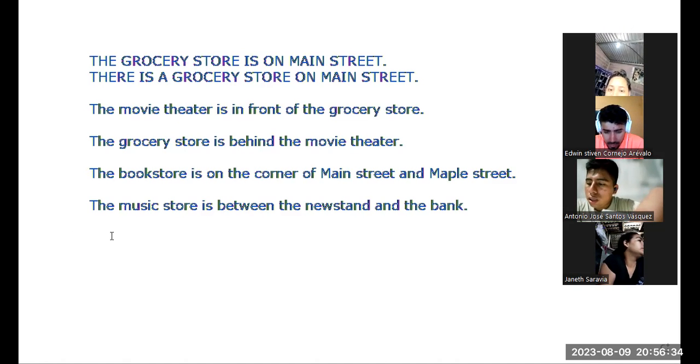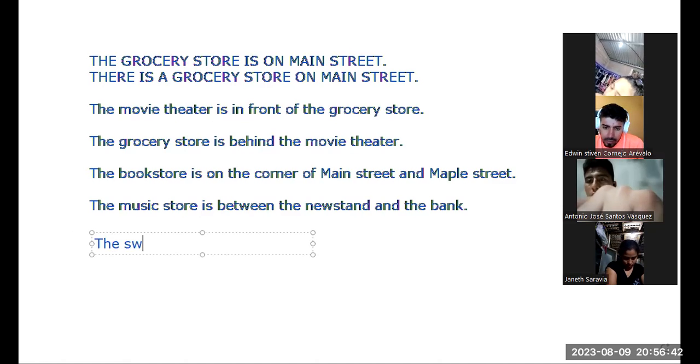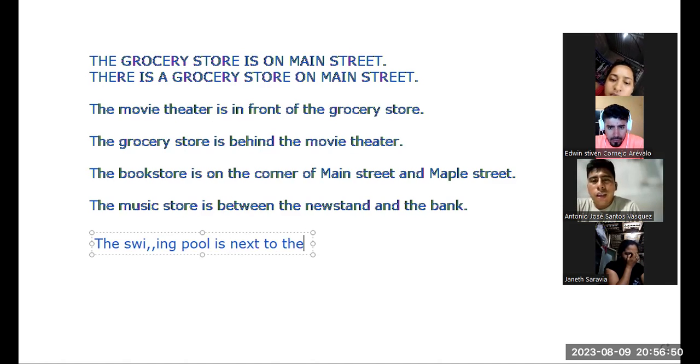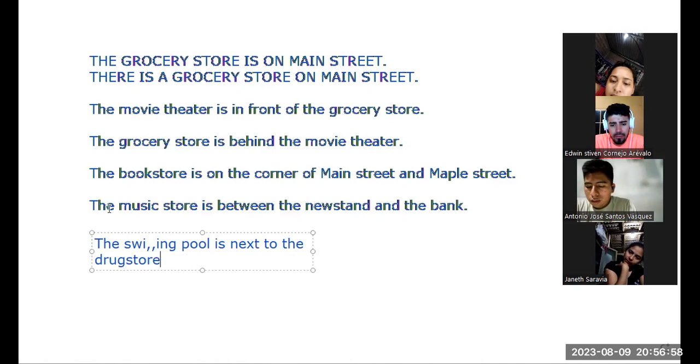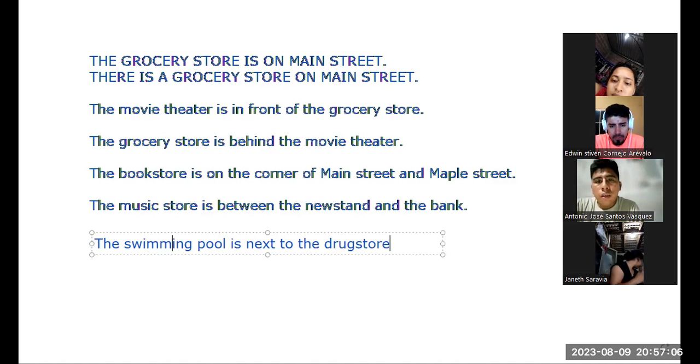No sé si estaría bien, teacher. Pensar en Italia sería verdad. Italian restaurant. The Italian restaurant is on the corner. It's on the corner, ajá. In corner of the street. It's not in Main Street. Main Street and Davis. It's on the corner of Main Street and Davis Street. Very good. Very good job, Antonio.